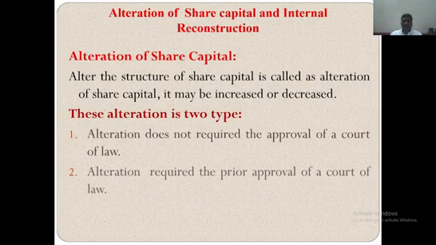The second type of alteration requires the prior approval of a court of law. If a company would like to alter its share capital in this way, it must get permission from the court. After getting approval from the court, the capital structure will change, whether it is an increase or a decrease.